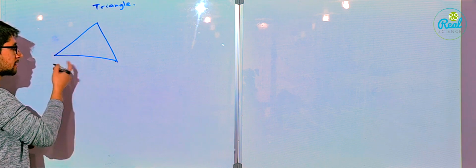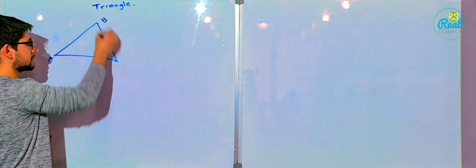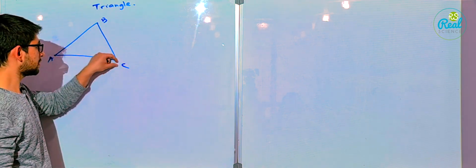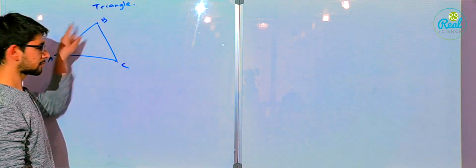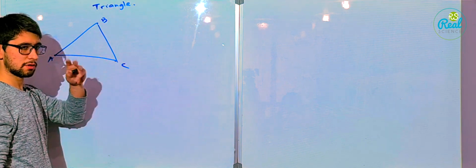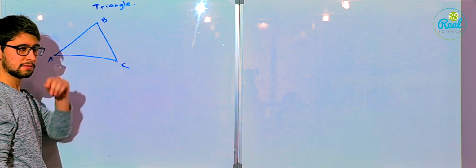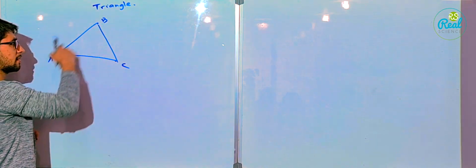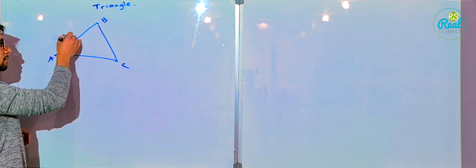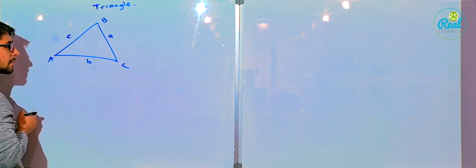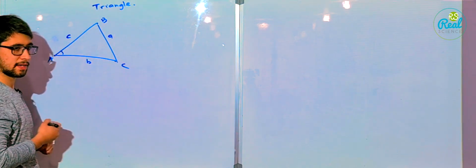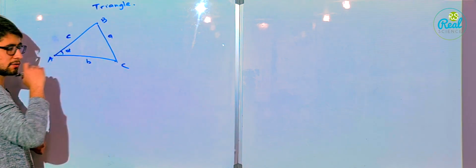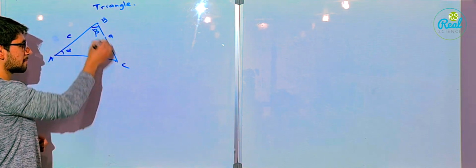Okay, so A, B, C. Capital letters are used to denote the vertices of a triangle. A, B, C, you have three vertices, or three angles, three sides: BC, AC, AB. You have respective angles, conventionally denoted with the letters alpha, beta, and gamma.